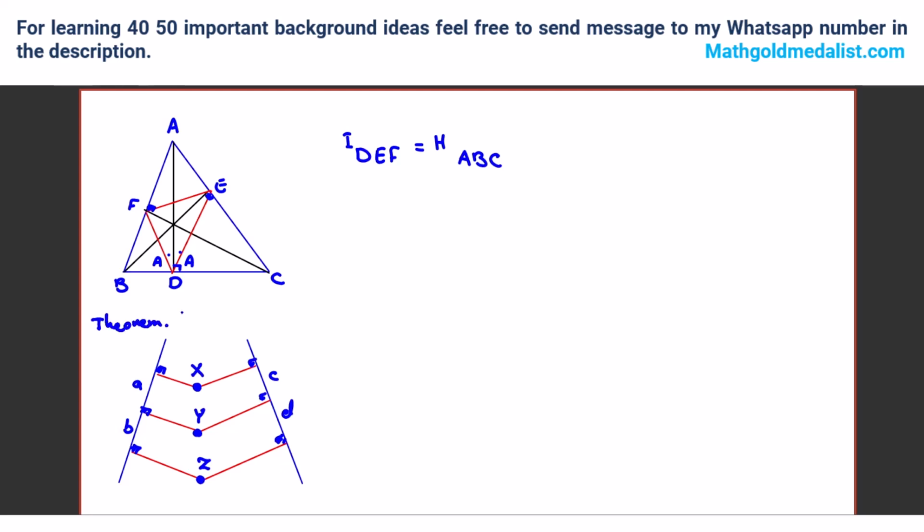Theorem: x, y, z are collinear if and only if a over b is c over d. Okay? Try to prove this theorem.